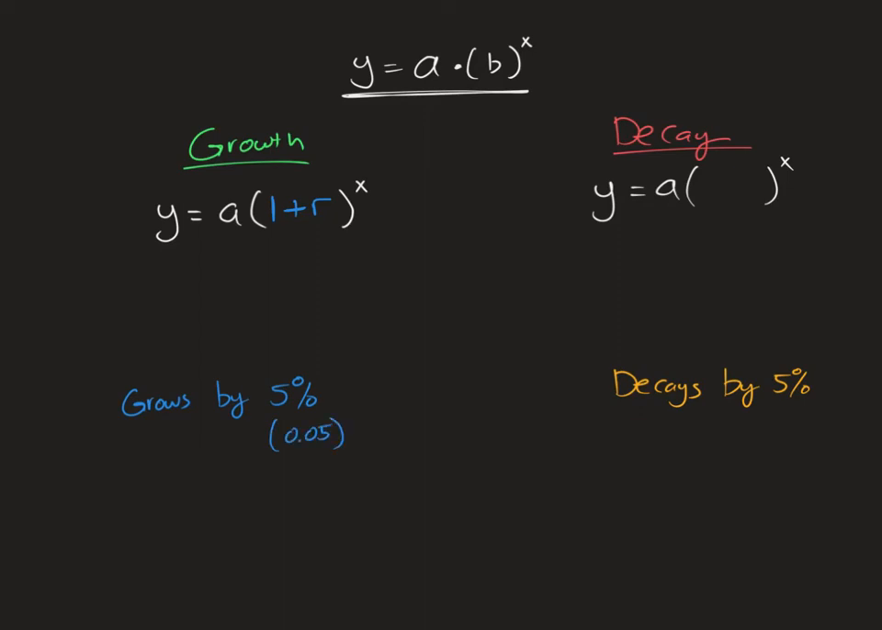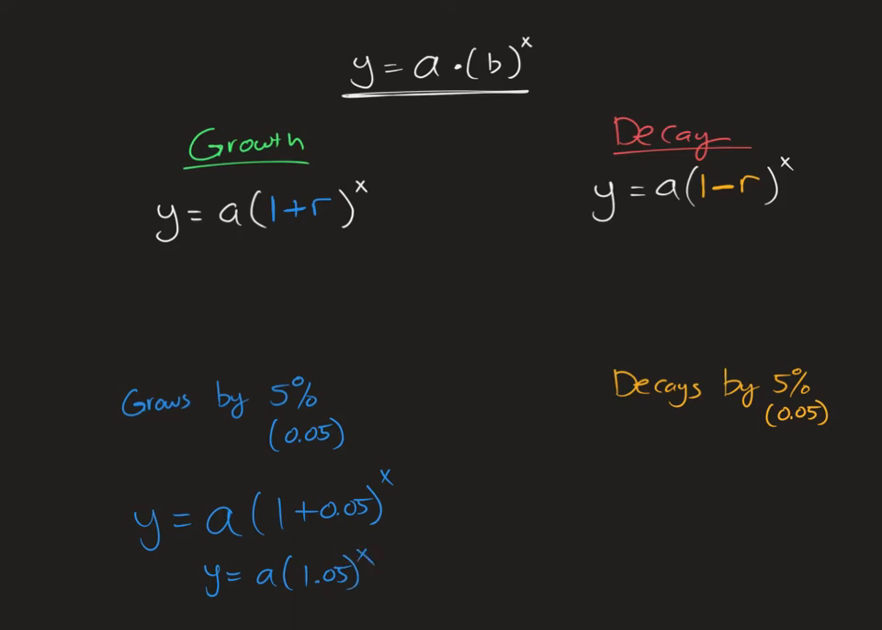If it decays, then we're going to take that 1 and subtract the r value, where the rate is 0.05. So if it decays, we're subtracting the percentage as a decimal, and if it grows, we're adding the percentage as a decimal. So here are 2 situations. If something grows by 5%, our equation is y equals whatever the starting amount was, we'll call it a for now, times 1 plus 0.05 to the power of x. So simplifying, a times 1.05 to the power of x.